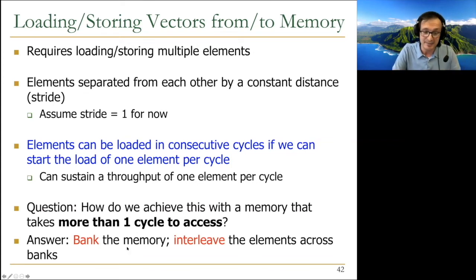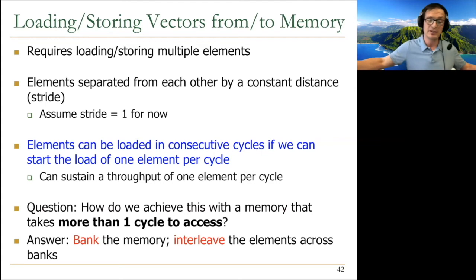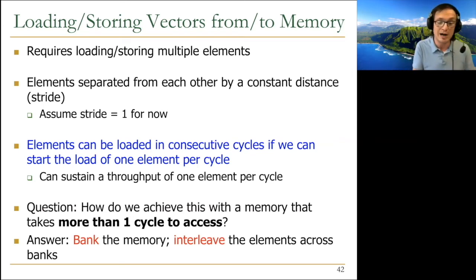We like to bank the memory into separate structures. And we like to interleave the elements across the banks, meaning the 0th word is in bank 0, word 1 is in bank 1, word 2 is in bank 2, word 3 is in bank 3, etc. That way, you can access bank 0 in the 0th cycle and start the access of word 0, which may take 11 cycles, let's say. And then in the next cycle, after you access bank 0, you access bank 1, starting the load of word 1 from bank 1.